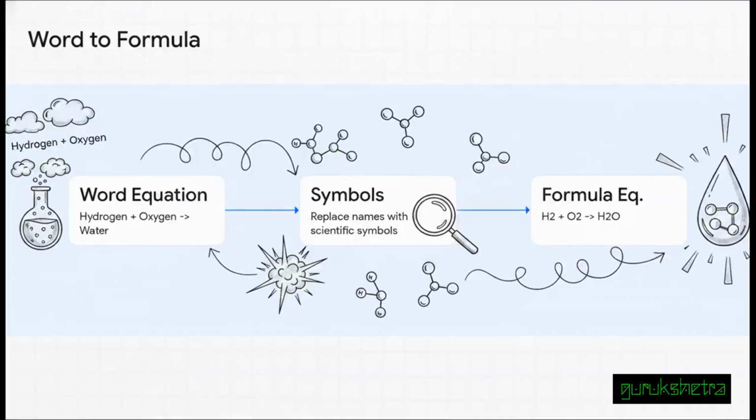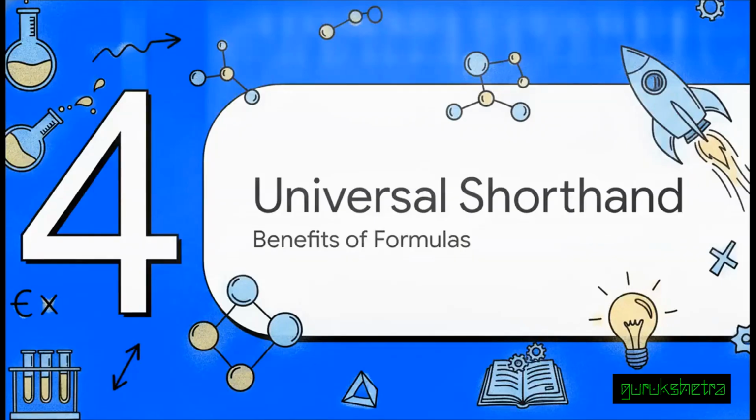So here's the really crucial point. By swapping out those bulky chemical names for exact scientific symbols, our word equation magically transforms into this sleek, efficient formula equation. Step 1 is the word equation. Hydrogen plus oxygen yields water. Simple enough. But in Step 2, we bring in our elemental symbols. We know hydrogen gas is H2 and oxygen gas is O2, right? So by Step 3, we've got our final formula equation. H2 plus O2 yields H2O. It takes up a fraction of the space, but it actually gives us way more scientific information about the molecules involved. Which brings us perfectly to Section 4, the universal scientific shorthand.